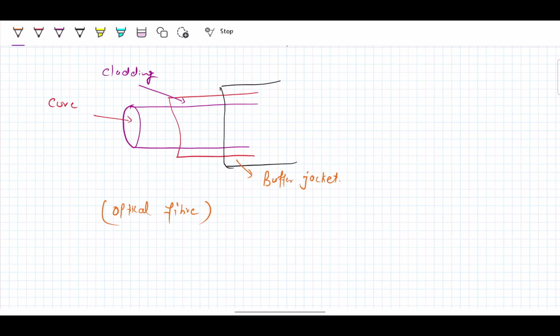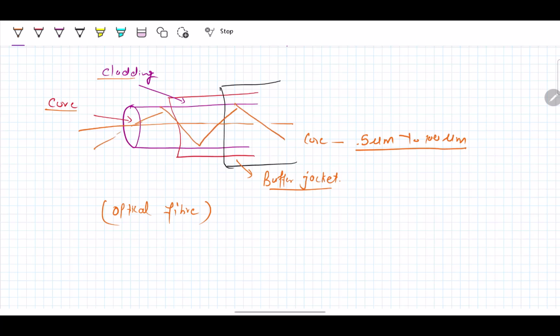About the major components of optical fiber, the main components include core, cladding and buffer jacket. Now what is core? Core is the central tube of very thin size made up of optically transparent dielectric medium and carries the light from transmitter to receiver, and the core diameter may vary from micron to 100 micron, right? So this is the size of core, and this core is used to transmit the light. So light only propagates through our core.